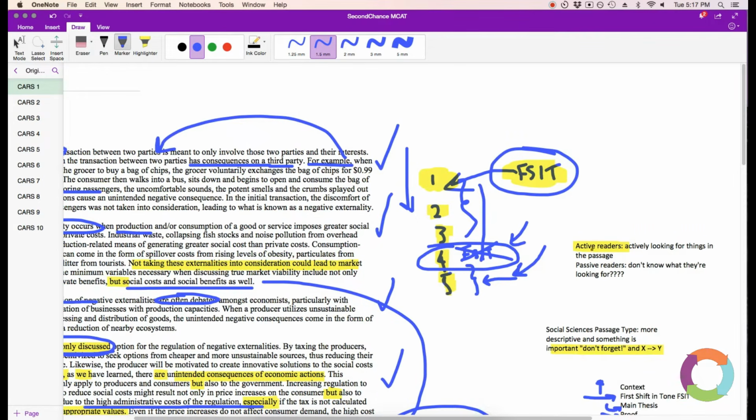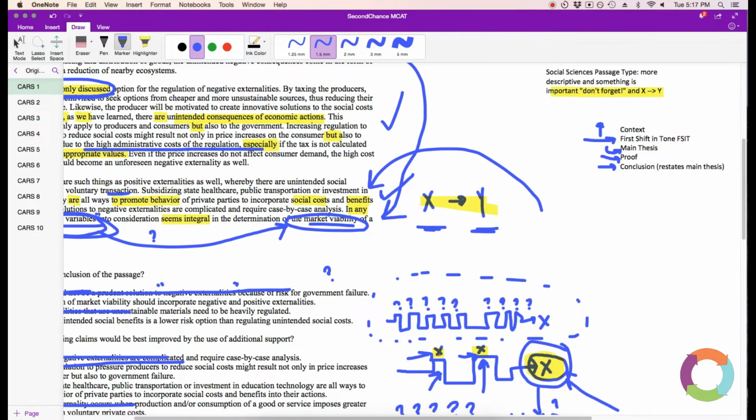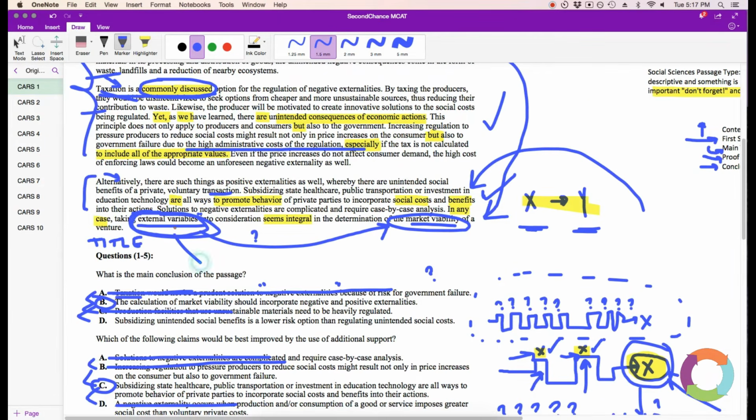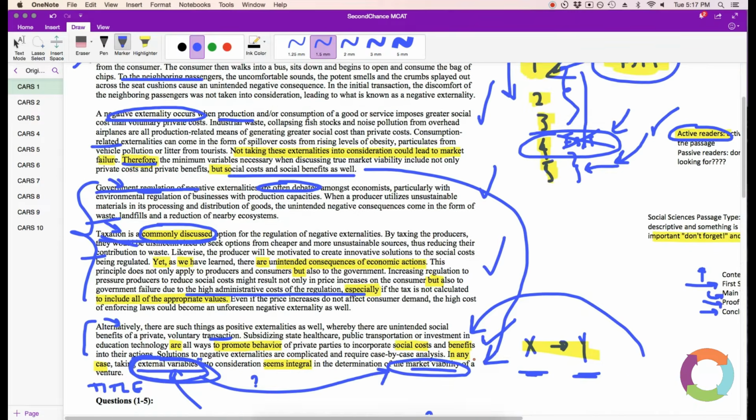So that makes me a very, very active reader, right? I am actively trying to validate my prediction of where the first shift in tone is. I'm actively trying to validate my understanding of what the main conclusion of the passage is. And I'm actively trying to look for the answers to my 2 questions about what I thought the main idea was, namely, what are external variables and why are they so integral for determining the market viability of a venture.